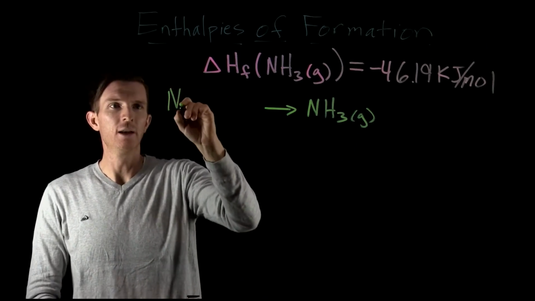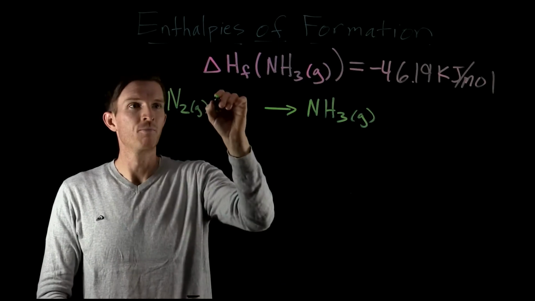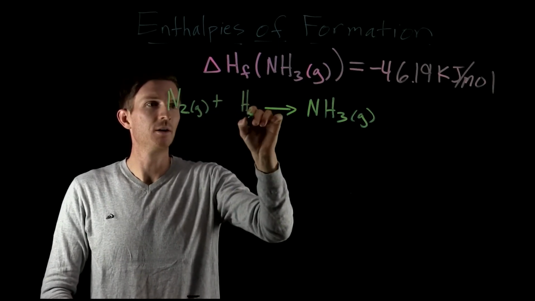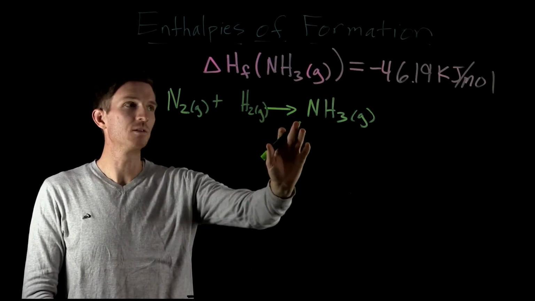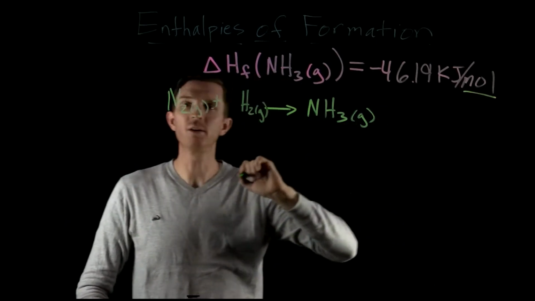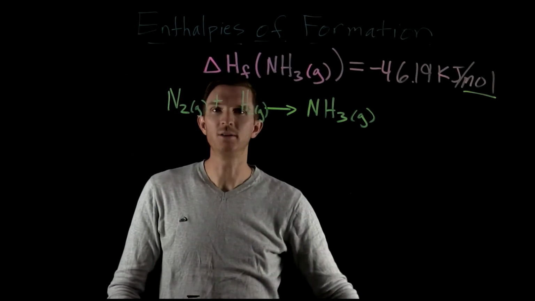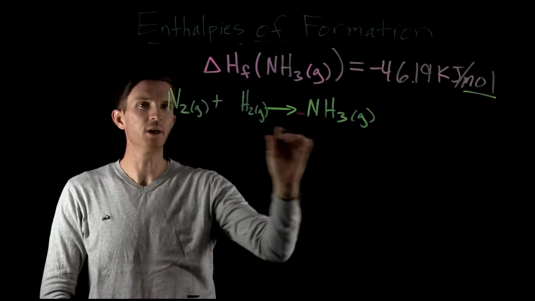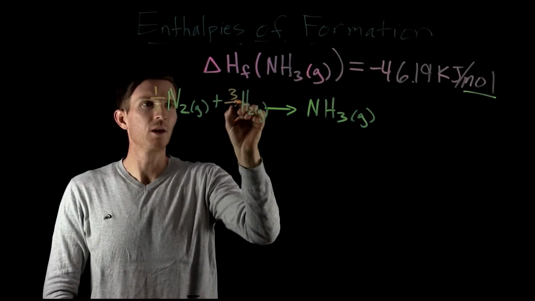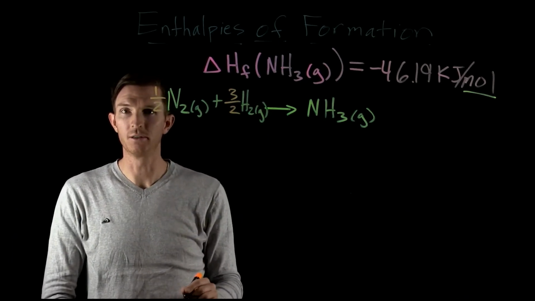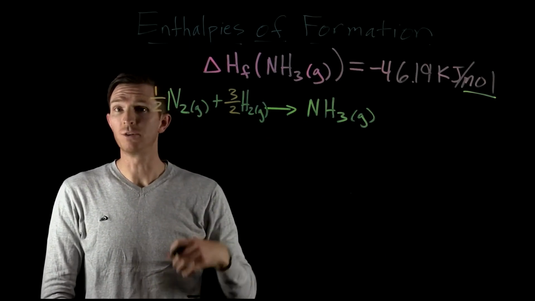What would the naturally occurring elemental state of nitrogen be? Well, it would be nitrogen gas. And for hydrogen, it would be hydrogen gas. Again, this is per mole, so this is for 1 mole of ammonia. Now we want to balance this out. For 1 mole of ammonia, we would need a half mole of nitrogen and 3/2 mole of hydrogen. This is the enthalpy of formation reaction.